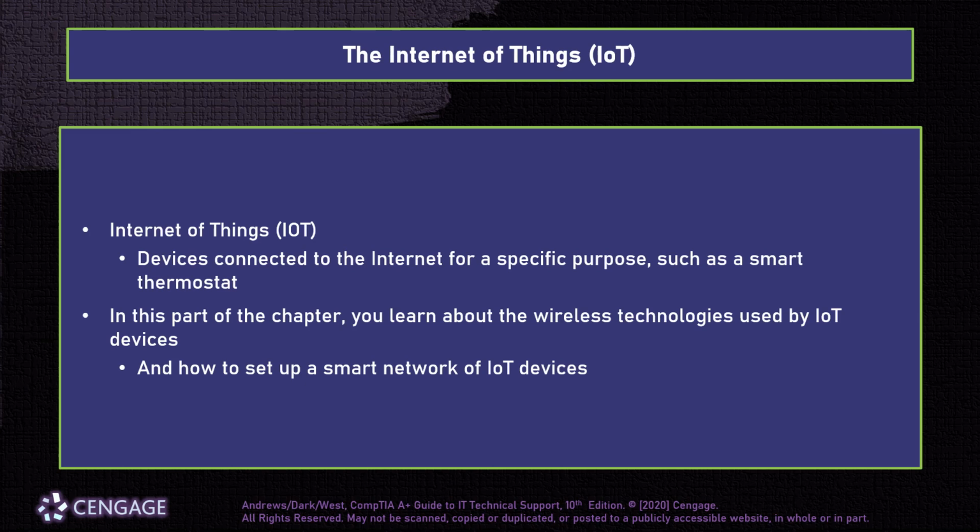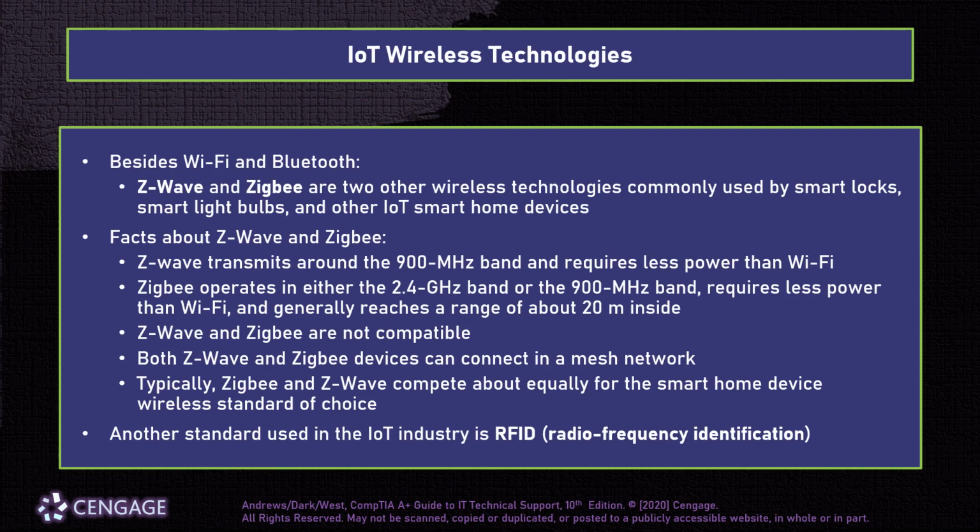But in general, IoT devices like a smart thermostat or a smart fridge, even something like smart lights, are going to be very particular in terms of how they function and why they're connected the way they are. So let's take a look at the wireless technologies involved as well as how to set up a basic smart network. Besides Wi-Fi and Bluetooth, which we're pretty commonly used to, there are also things like Zigbee and Z-Wave.